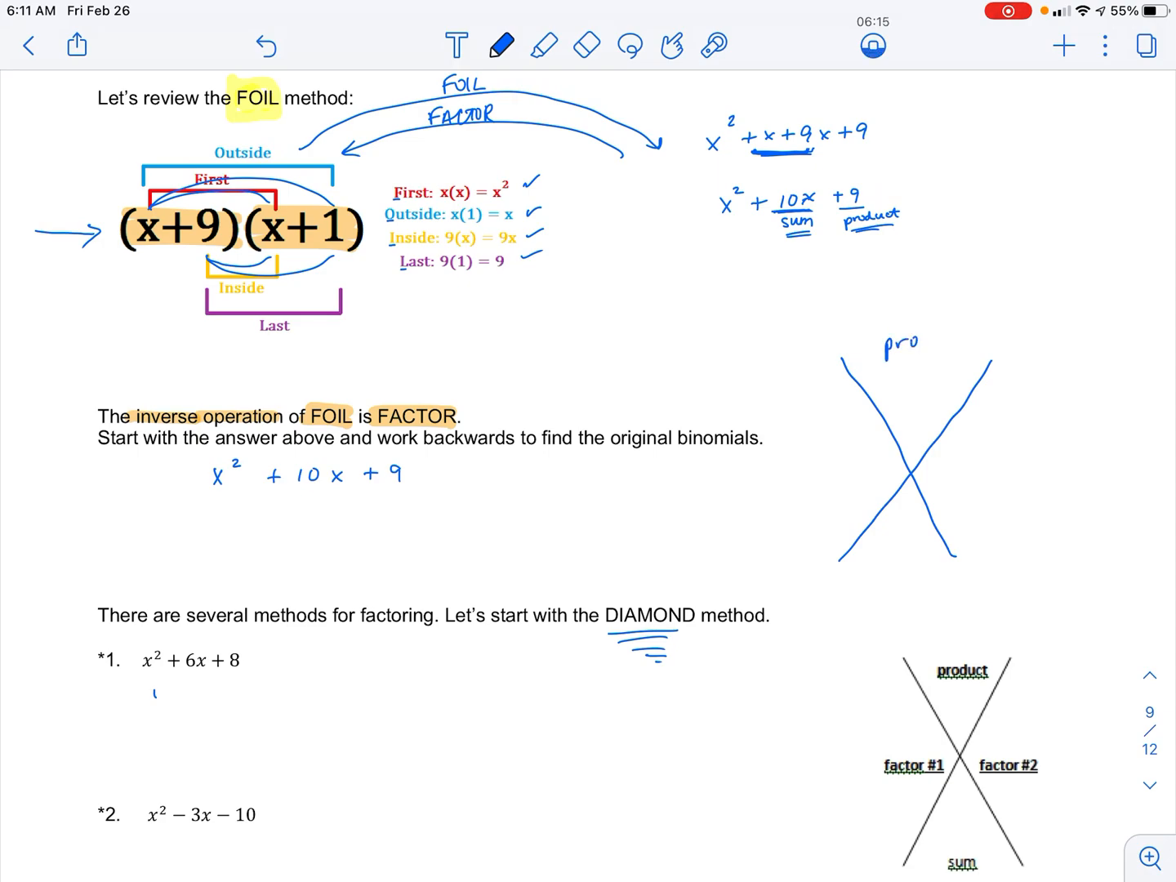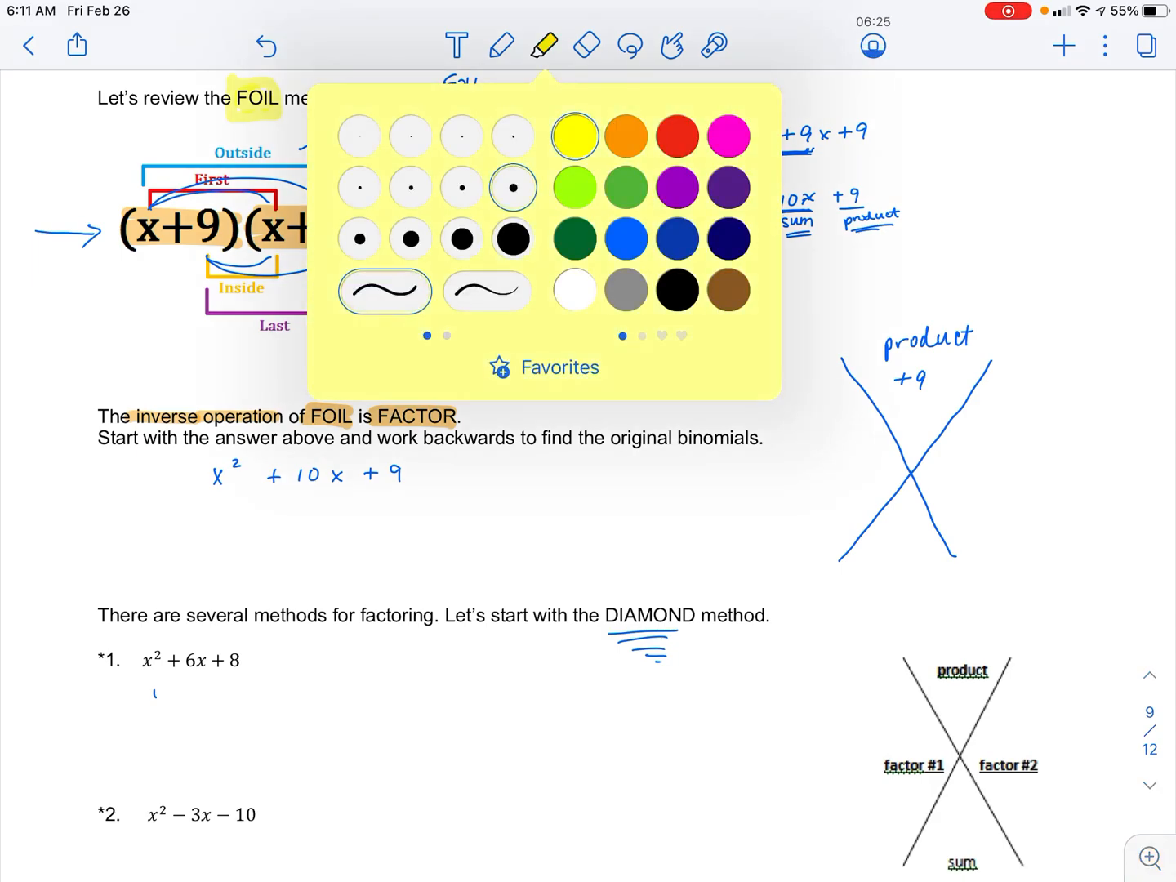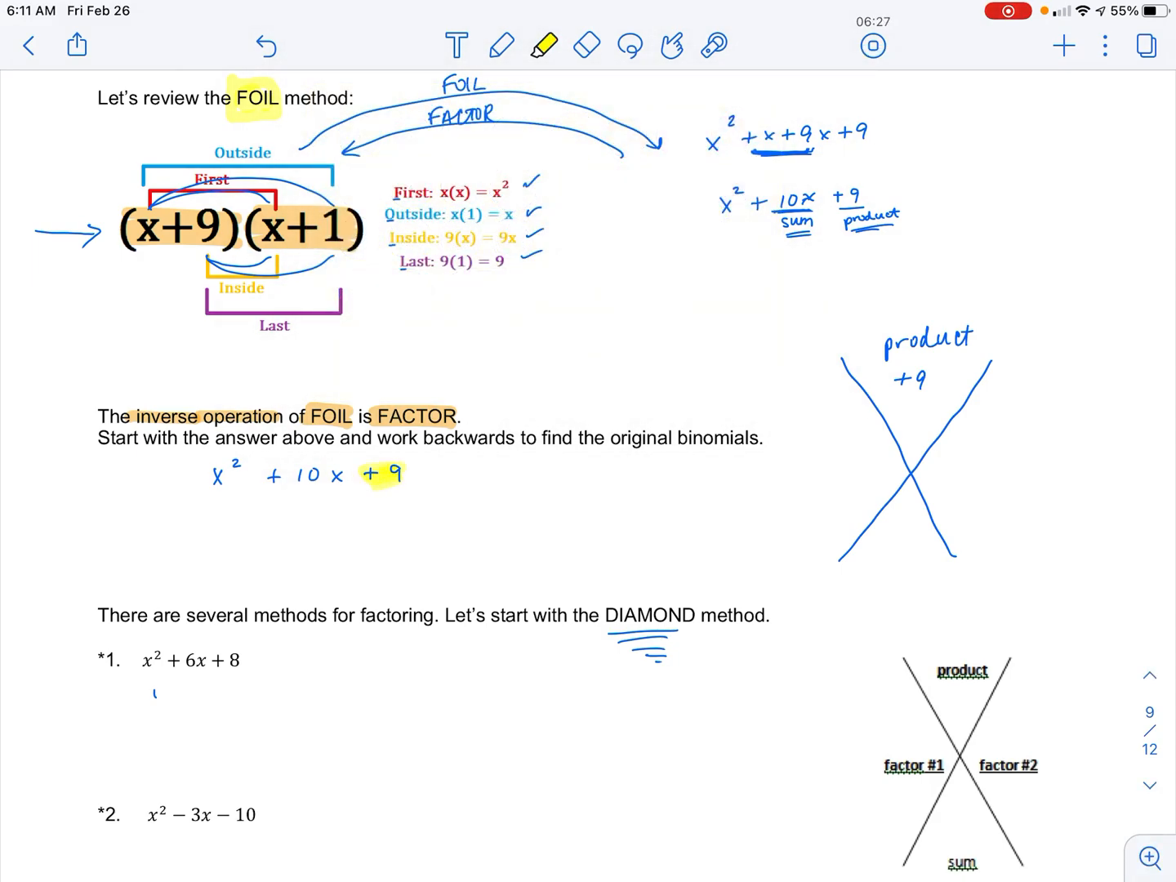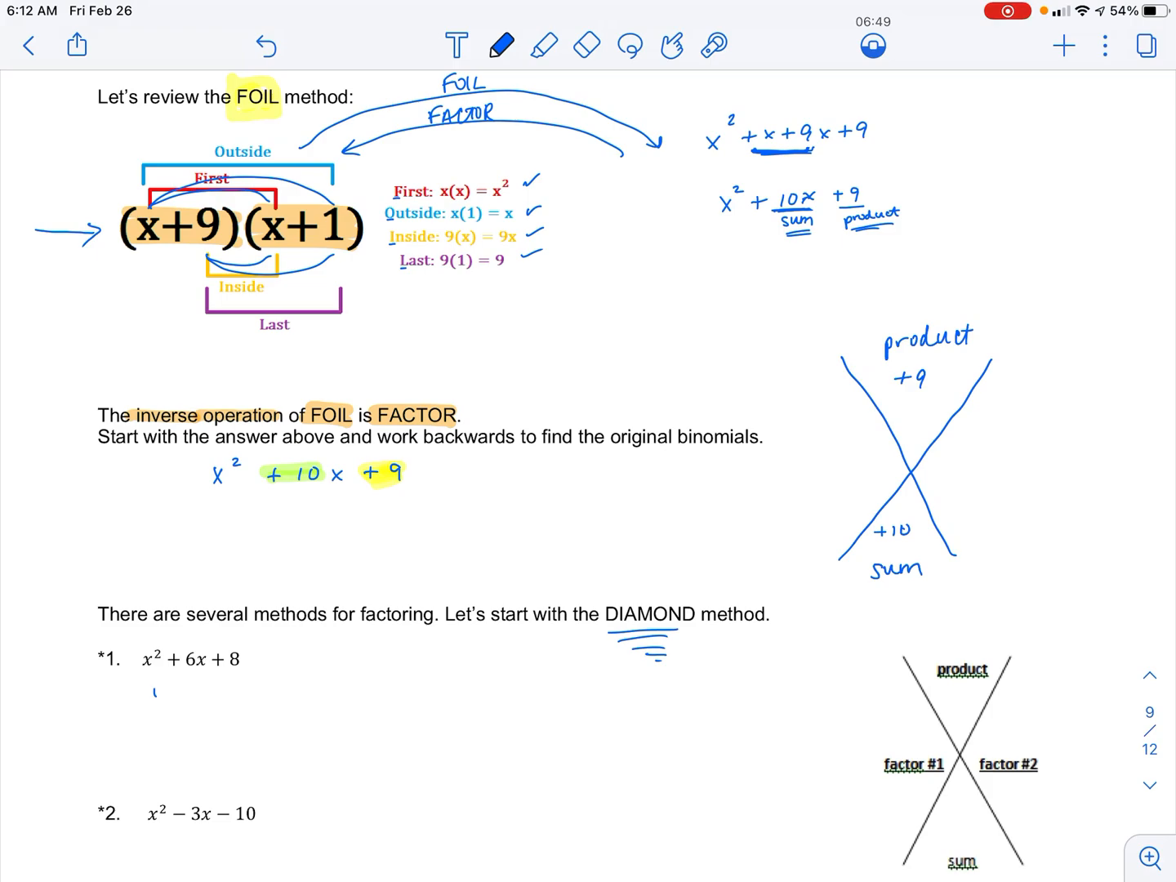Okay, and we're going to list the product that we just talked about right here. So the product we said was 9, and it's actually a positive 9. Okay, so you're going to want to write the positive 9 there with it. Okay, and then the sum we said is positive 10x, but we just want the coefficient. So let's put positive 10 on the bottom of our diamond as our sum. And then we're going to list the factors of that product 9. So what are some factors there?